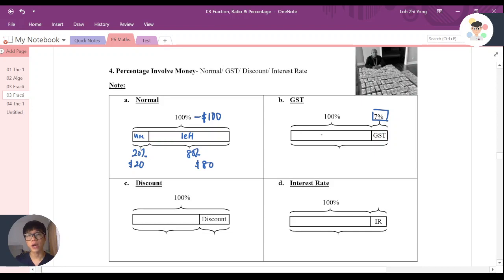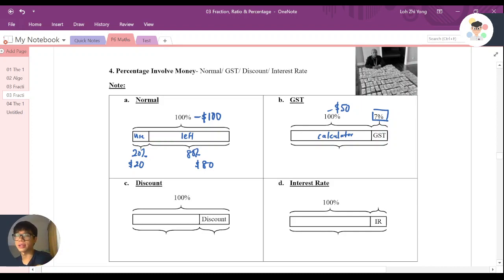So, example, maybe I'm buying a calculator. Okay, calculator. And the price of this calculator is given me $50. Example, it cost me $50. So, $50 will be the 100% of the price of the calculator. Okay, so basically, this is the amount that I should pay. But because they charge me with GST, so I need to find out, GST actually cost me how much? So I need to find out, 7% of $50 is equal to what?